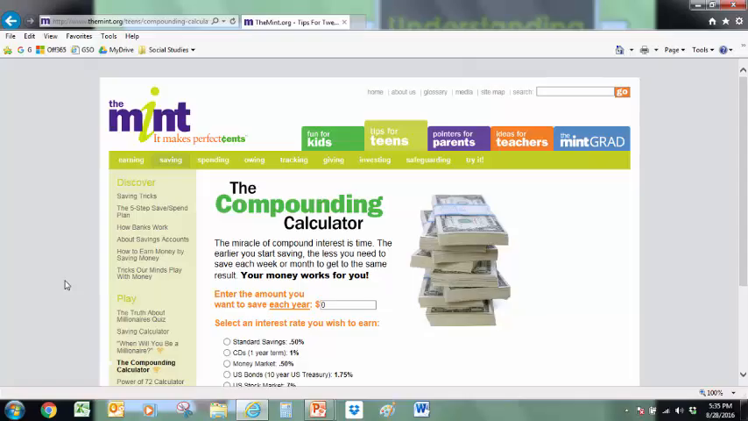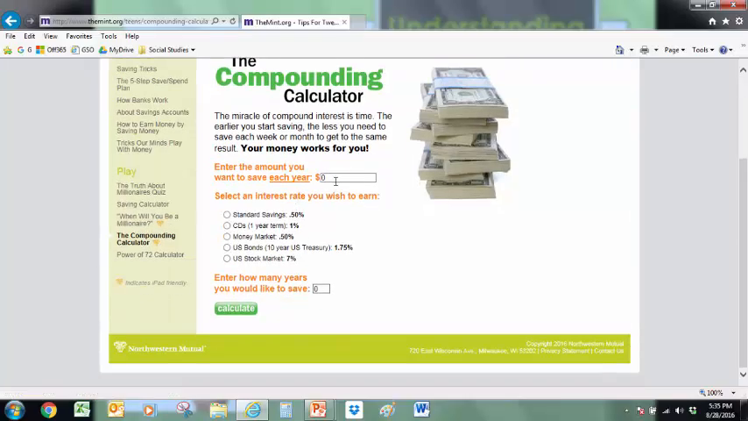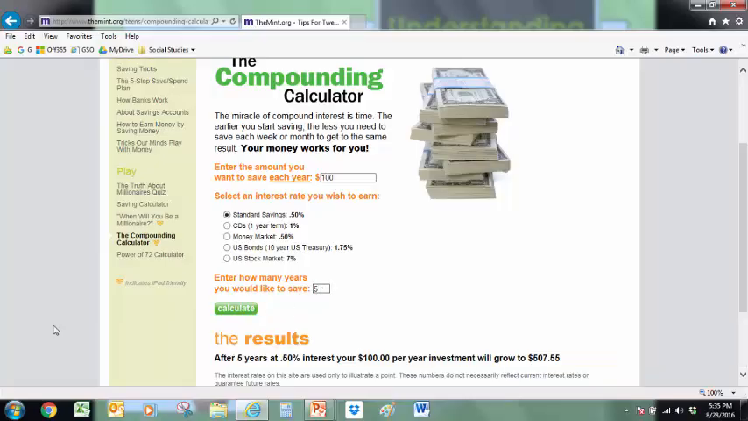Another way is to use their compounding calculator to give students an opportunity to really see how money can grow using different savings methods. So for example, if they want to save $100 each year by putting it in a bank account that has a regular savings interest, and they might say, well, I'm in 8th grade now, so I want to go ahead and save until I'm out of high school. What would I have at that point?